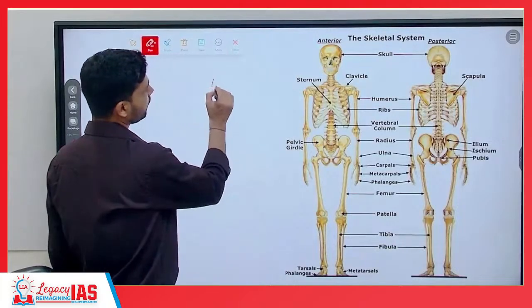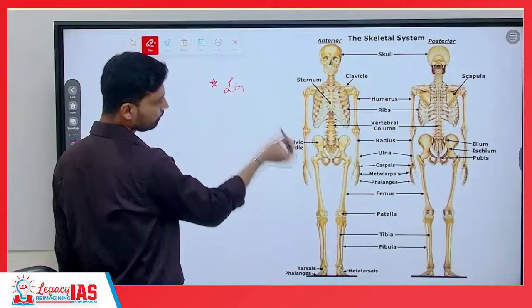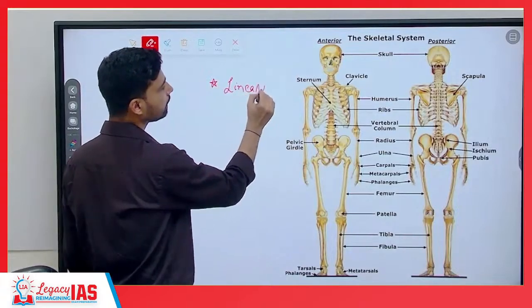Then next we can write here, in the same area, you have linea aspera.